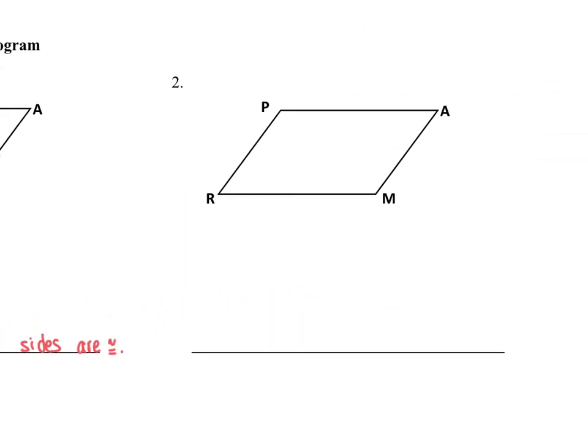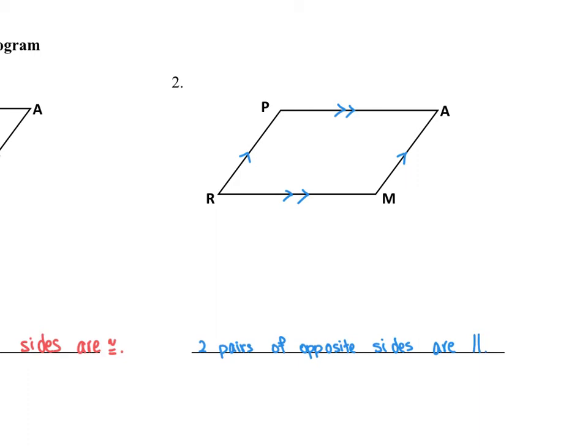A second property is that the opposite sides are parallel. So segment PA is parallel to segment RM, and segment RP is parallel to segment MA. So the two pairs of opposite sides are parallel.